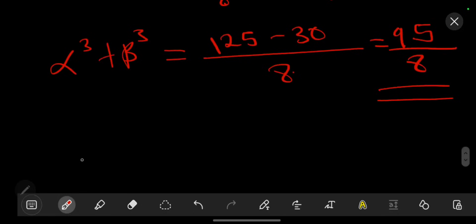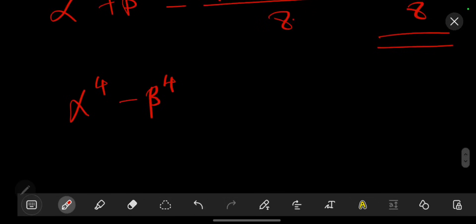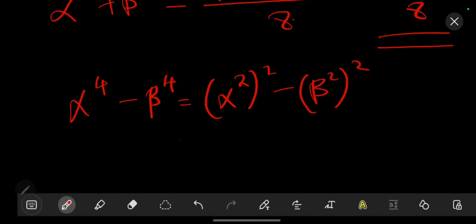Okay, so let's move on to our next one. Let's say we have alpha to the power 4 minus beta to the power 4. To find the value of this one, for the same equation that we were given, we are going to say that this can be a difference of 2 squares, in the sense that this can be equal to alpha to the power of 2, squared, minus beta to the power of 2, squared. So this is the same as taking first alpha squared minus beta squared, like that.